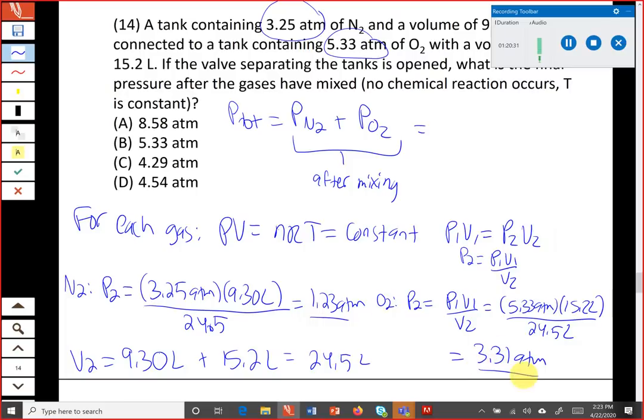All right, so those are the two pressures for the individual gases. The total pressure after mixing is going to be the sum of the partial pressures, 1.23 atmospheres for nitrogen plus 3.31 for oxygen. And that's going to be 4.54 atmospheres. And that matches up with choice D down here. Okay, so for mixtures of gases, the total pressure is the sum of the individual pressures, but in this case we had to make sure we got the correct values for the individual pressures, which are the pressures after the gases have been allowed to mix and after the gases are now occupying the full volume.